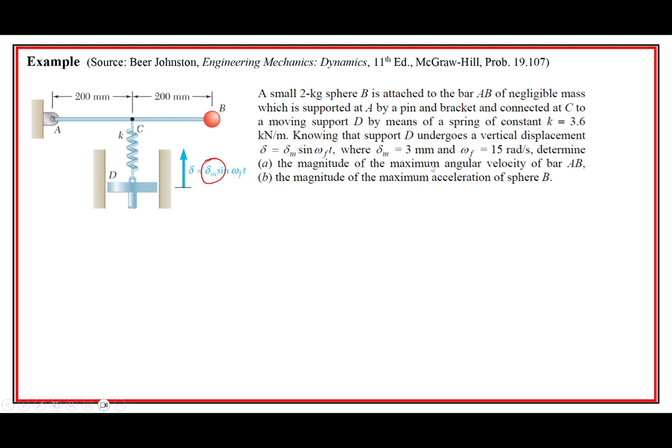And our mission is to find the magnitude of the maximum angular velocity of the bar, and also the magnitude of the maximum acceleration of the sphere, right? So A right here is for an angular velocity, and B is for an actual acceleration.